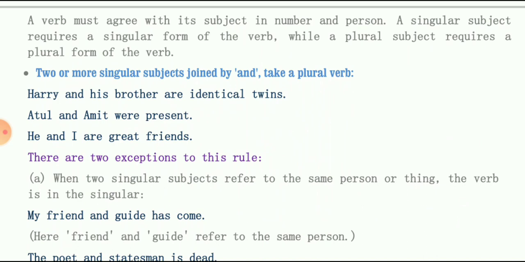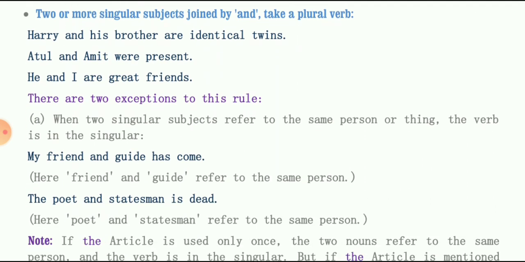There are two exceptions to this rule. When two singular subjects refer to the same person or thing, the verb is in the singular. My friend and guide. Here my friend and guide is one person. That's why we have used has, a helping verb.